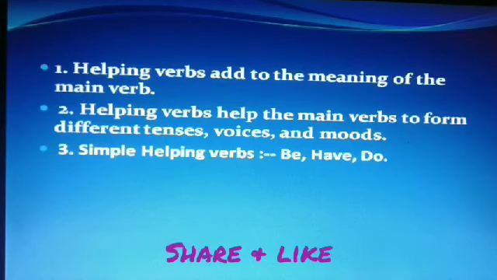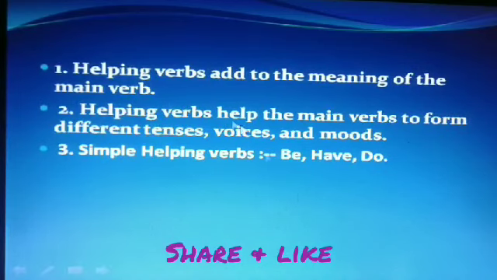Now, the example: simple helping verbs are be, have, and do. Be verb, you know, am, is, are, was, were, been, being. Have, there are three forms: have, has, and had. Do, does, and did. Do is used to form negatives and questions, you must remember. And we use both be and have to make tenses.